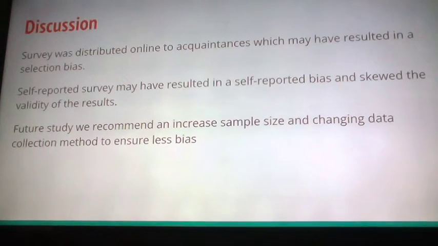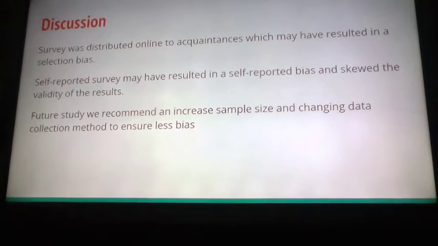So, our discussion. The survey was distributed online to acquaintances, which may have resulted in a selection bias. We only asked our friends and not everyone, so it was exclusive to age and the people we knew. A self-reported survey may have resulted in self-reported bias and skewed the validity of the results. There's no way to check if people lied on the survey, and most people might have reported otherwise as they didn't want to get in trouble.